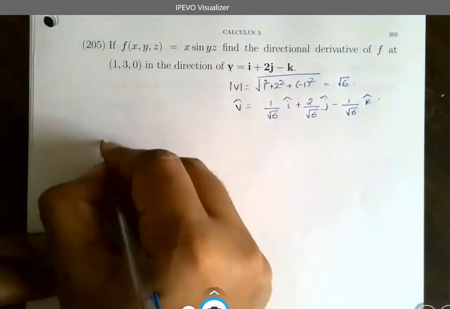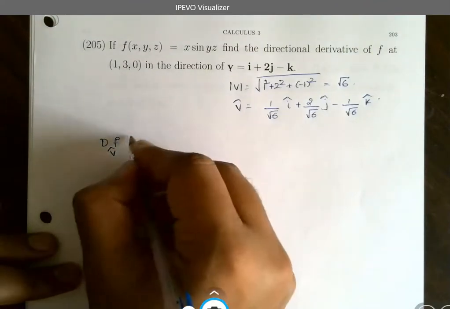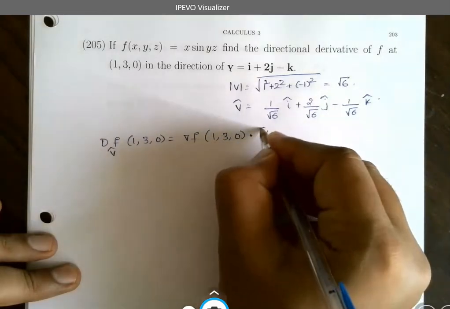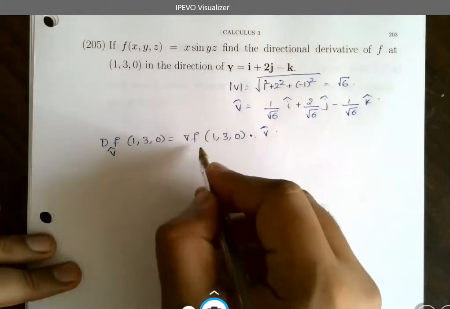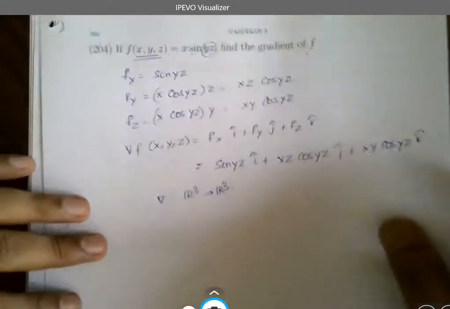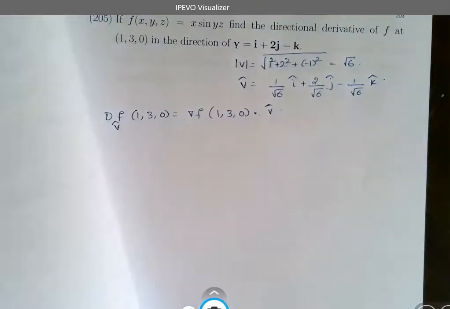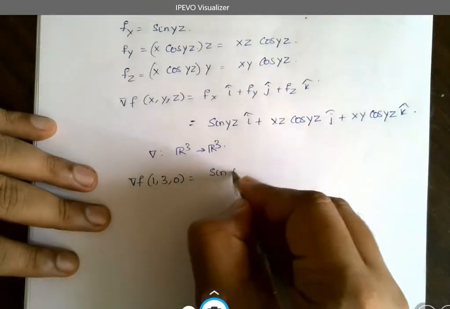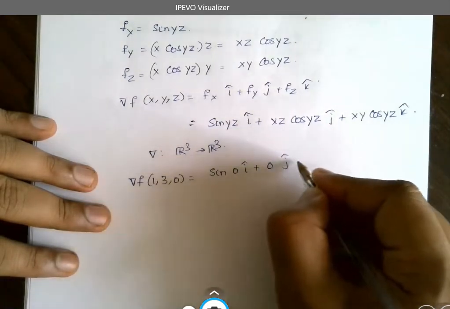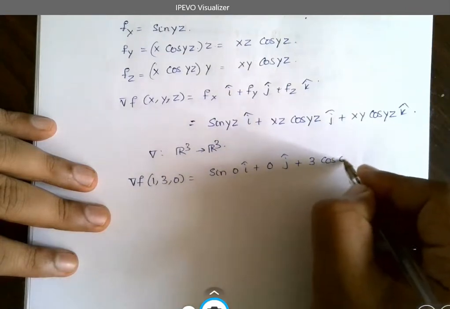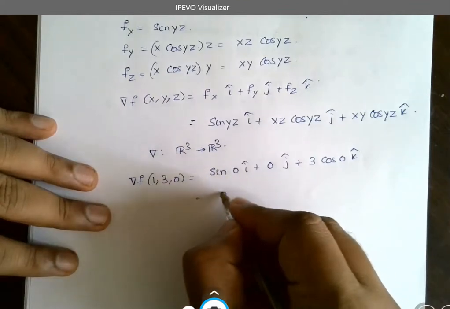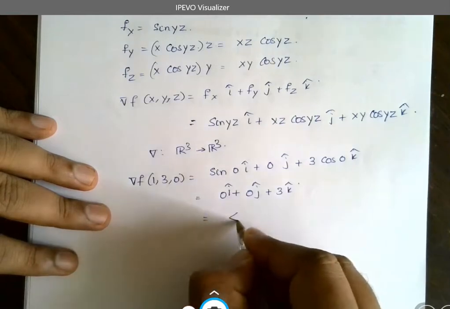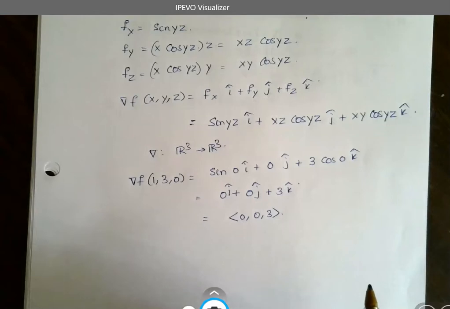Then we know that the directional derivative of f in the direction of the unit vector, evaluated at 1, 3, 0, is going to be the gradient of the function evaluated at 1, 3, 0, dot product with the unit vector v. We know the gradient from the previous problem. Let me evaluate the gradient at 1, 3, 0. So that's going to be sine 0 i plus 0 times j plus x times y, which is 3, cosine of 0 k. So that's 0 i plus 0 j plus 3k. So I think I'm getting 0, 0, 3. I hope I'm right. If I'm wrong, you fix it.